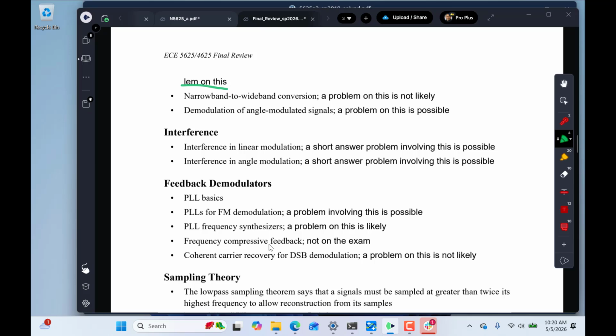So if I asked you what are two good ways of demodulating FM, a discriminator and a phase-locked loop should come to mind, right?